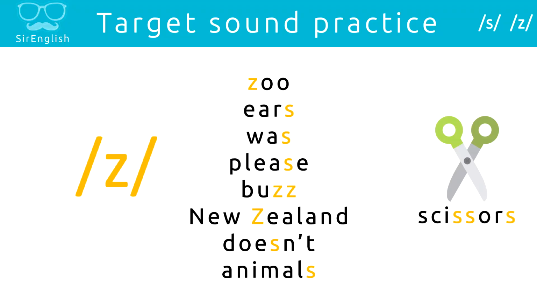Now, let's look at the next sound, the Z sound, which is represented by the letter Z. Z. Remember, this is the voiced sound. The position of your tongue and your mouth is exactly the same. The only difference is it's voiced. So let's have a look at the target sound practice list. Listen as always and repeat.